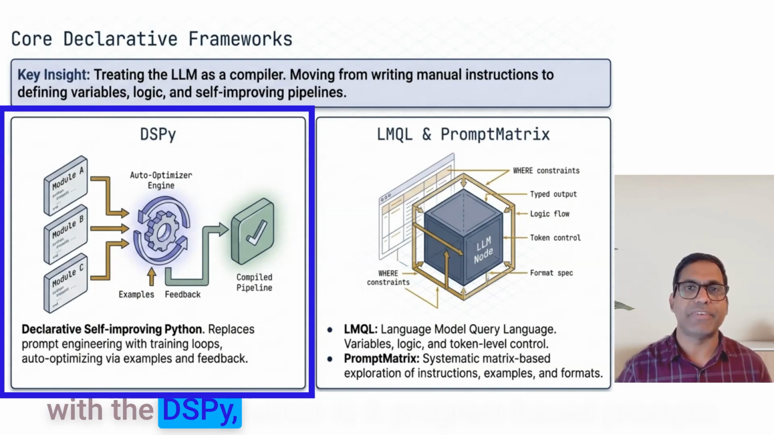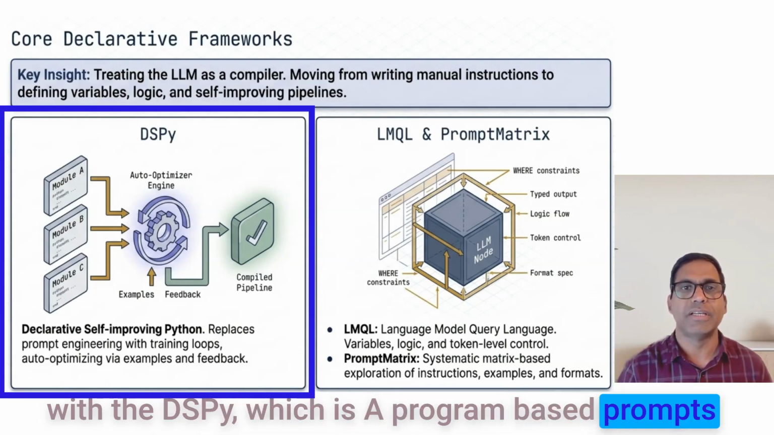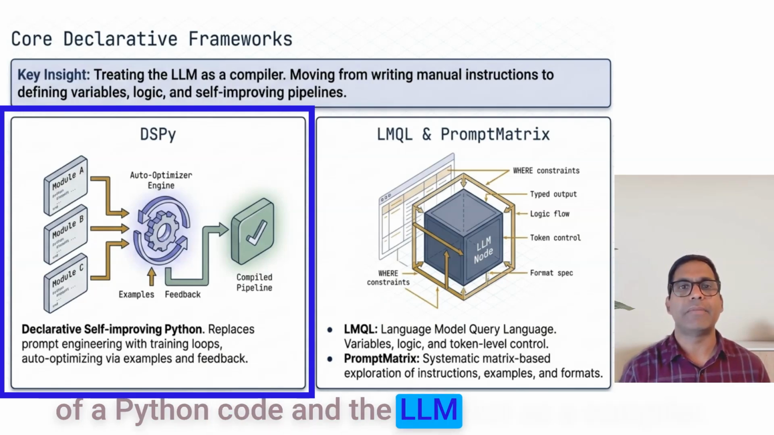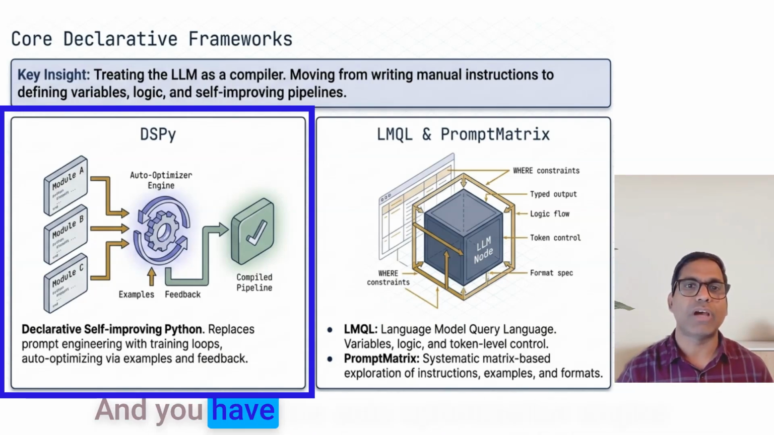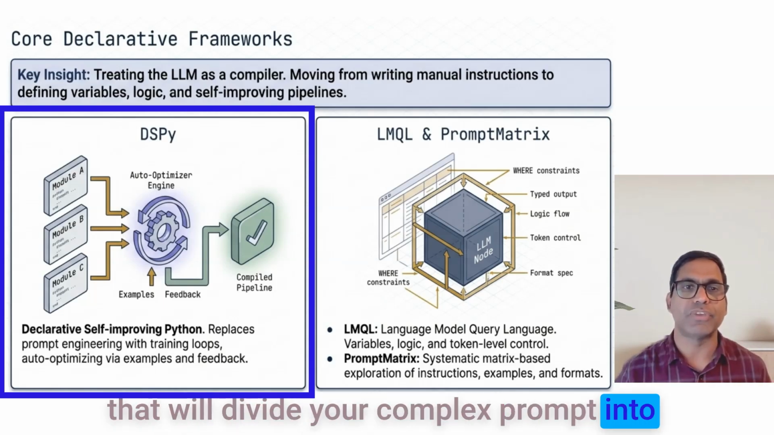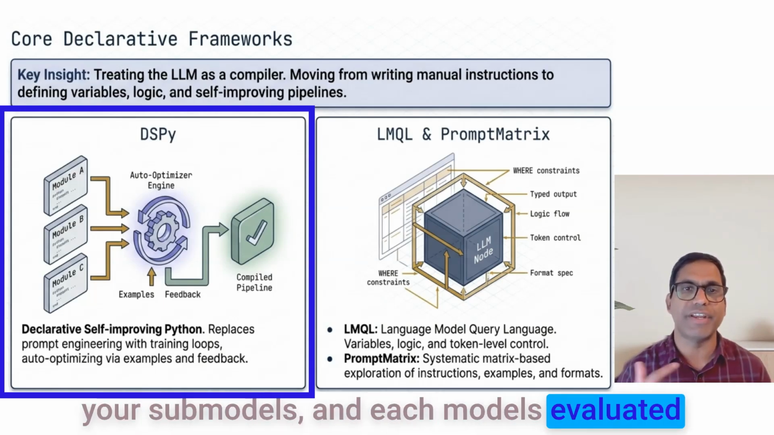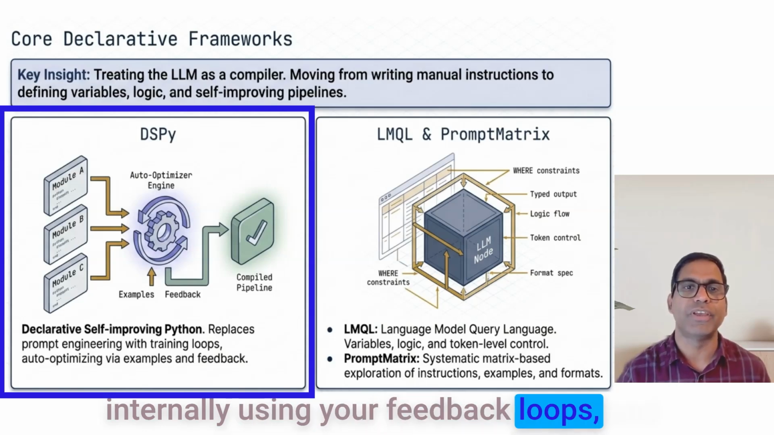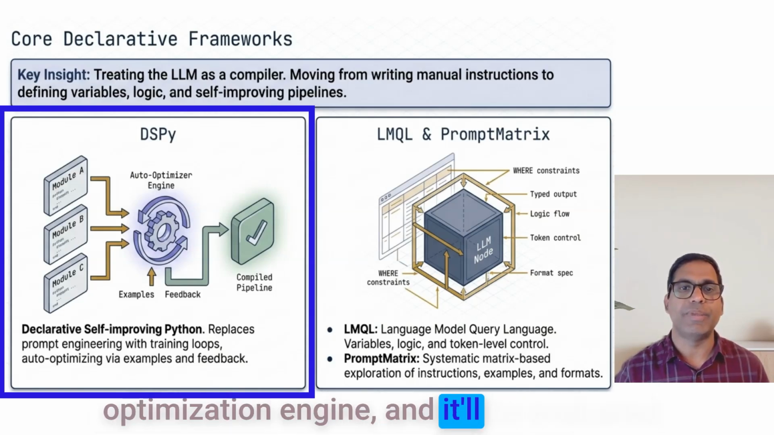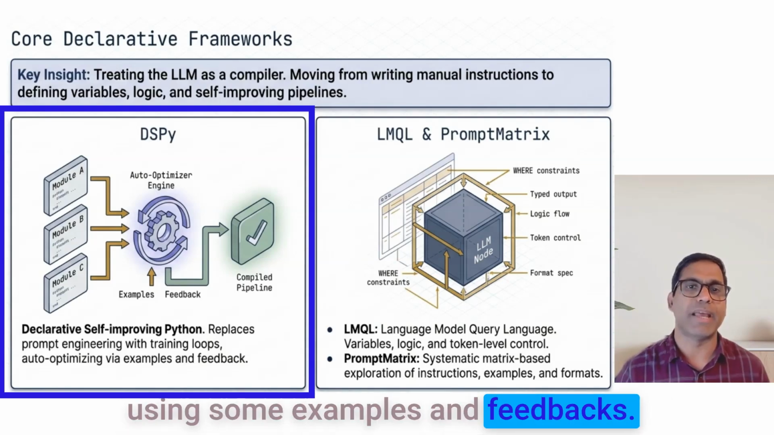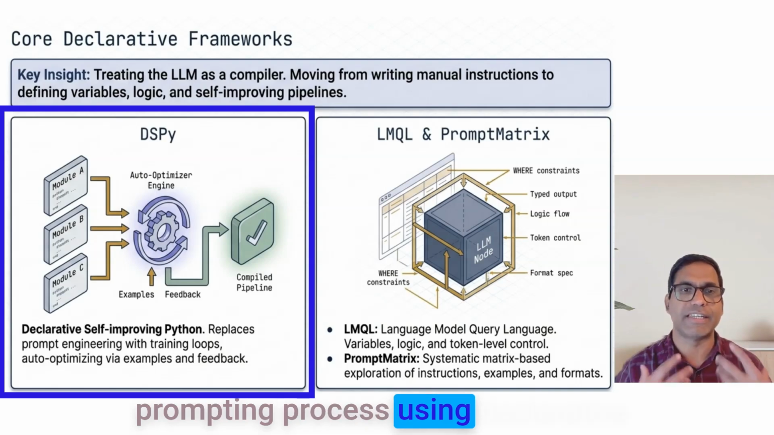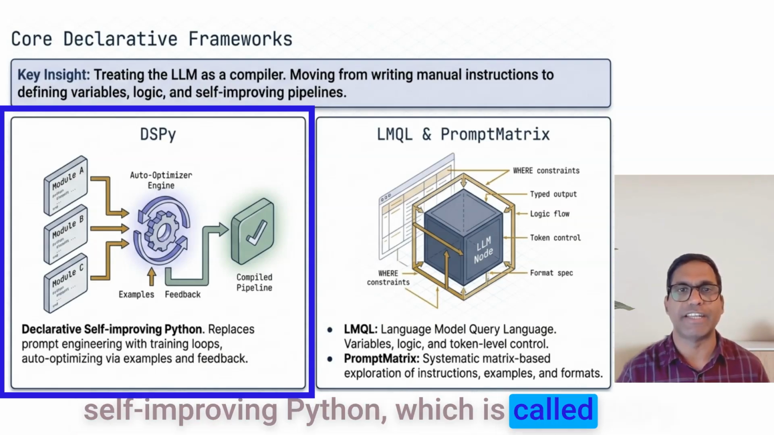Let us start with DSPy, which is a program based prompt where you can provide instructions in the form of Python code, and the LLM acts as a compiler, and you have the auto optimization engine that will divide your complex prompt into submodules, and each module is evaluated internally using feedback loops, and you have training loops within the auto optimization engine, and it will be evaluated using some examples and feedback, and that will help to improve your prompting process using Declarative Self Improving Python, which is called DSPy.